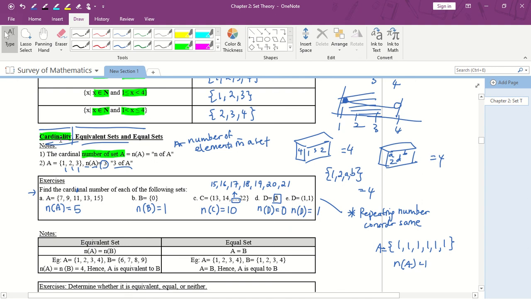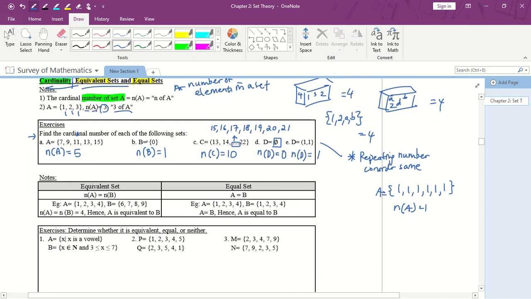So we are done with the cardinality, and let's go to equivalent sets and equal sets. So remember, there's a difference in the meaning of equivalent and equal. Equivalent sets means that only the number of the elements are the same. So for example, you can look at the notes here. It says that n(A) is equal to n(B), which means that if you want to say that this set and this set are equivalent, you need to make sure that the numbers of elements are the same.